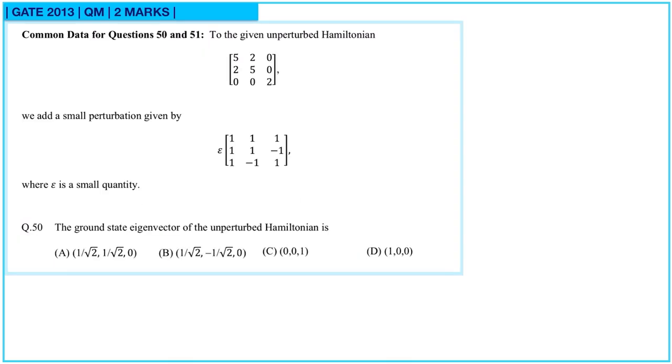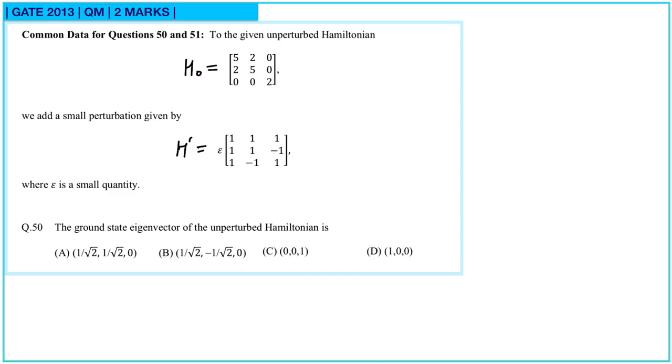Next question. To the given unperturbed Hamiltonian, we add a small perturbation given by this. So this is the perturbation matrix. This will be our H0 and this is some H dash. The ground state eigenvector of the unperturbed Hamiltonian is... That means we have to solve this matrix and get its eigenvectors. And this is for the unperturbed Hamiltonian.